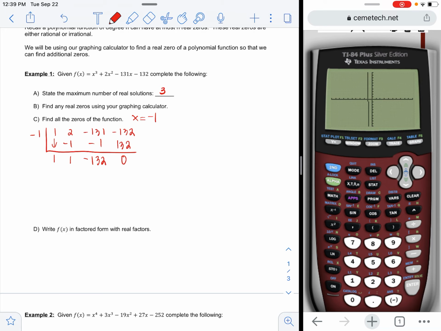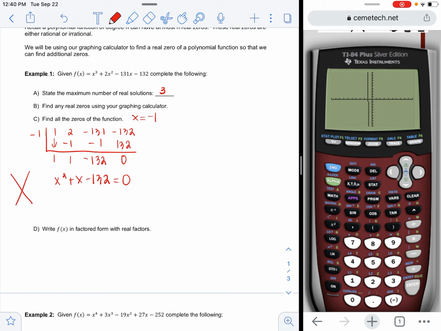Okay, so one of the zeros is -1, clearly. All right, now notice it says write in factored form with real factors. So I'm going to end up having to factor this completely. So I'm going to go ahead and see what I have left over right now. I have x squared plus x minus 132. And I'm going to factor this and find the zeros first before I move out of this problem here.